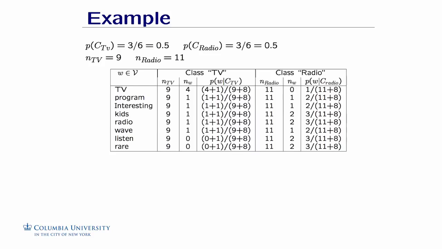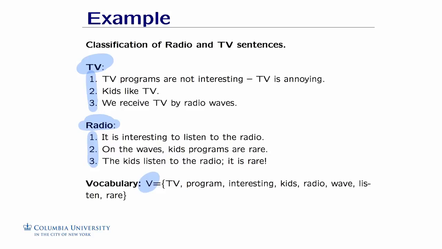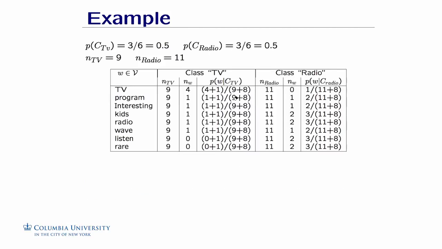So if we go back to the example we have here, this is the vocabulary, and we have among the vocabulary the word TV 1, programs 2, interesting 3, 4, 5, 6, 7, 8, and 9. So we have 9 occurrences, or 9 positions in the full corpus for TV, that are words from the vocabulary. And same thing for radio. We have 11 words, if you count them, you will find 11 words. Okay, so we have these priors. We have also this number of TV and number of radio that we use to calculate the M estimate.